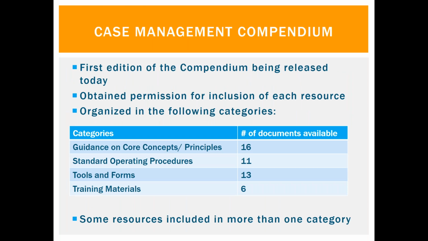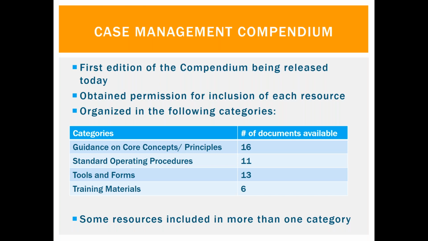So the first edition was released last month during the first webinar. We obtained permission for inclusion of each resource included in the compendium. As I've mentioned previously, it's organized in the following categories. There's guidance around core concepts and principles: 16 documents provide guidance on this. There are 11 documents that provide really clear standard operating procedures for each step of the case management process, as Kelly has discussed and presented previously.